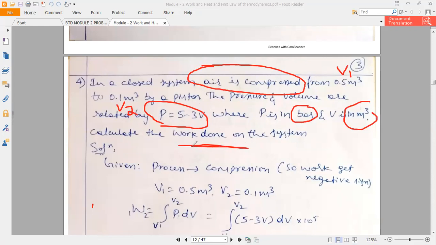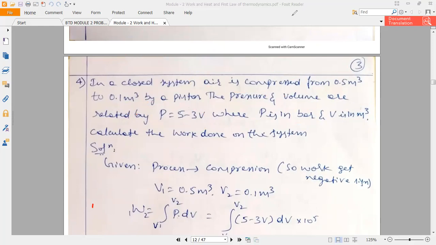Calculate the work done. Before solving this problem, the work should have a negative sign, because the air is compressed. In a compression process, you finally get negative work. If it is an expansion process, you get positive work.